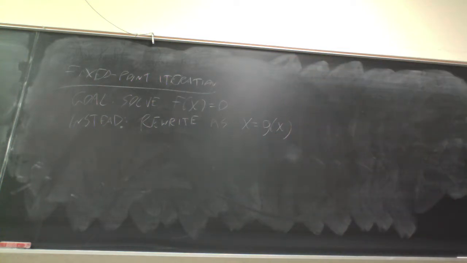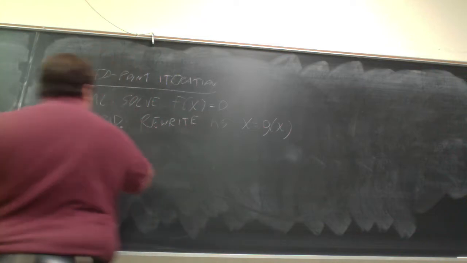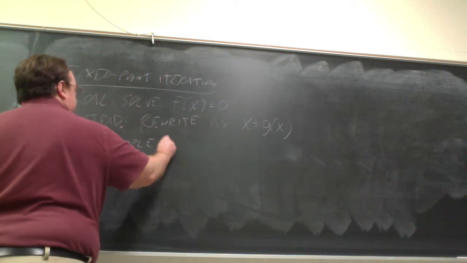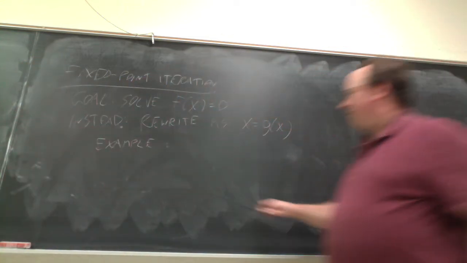Now, how we rewrite f of x equals 0 as x equals g of x is actually a significant part of the problem here. There's more than one way to do it, and not any way that we could is necessarily going to work. So I'll give an example of how we could easily take any equation f of x equals 0 and rewrite it as x equals g of x.